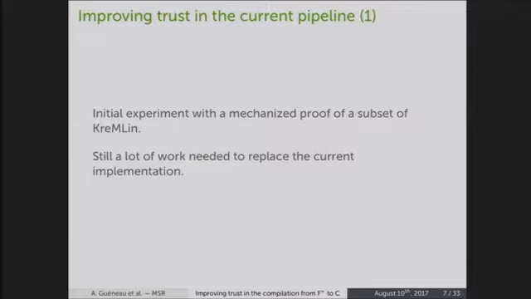So one thing we can do to greatly improve trust in the current pipeline is to just mechanically verify KreMLin, and then we have a mechanical proof of it, we can extract it, and then we have a verified KreMLin tool. So I did an initial experiment with a proof of a subset of KreMLin, but as we'll see, there's still a lot of work needed to be able to replace the current tool.